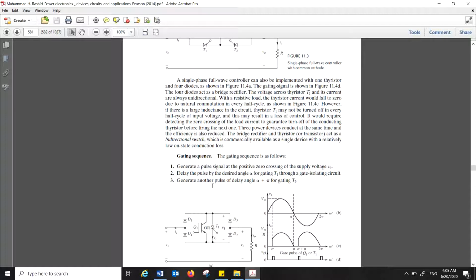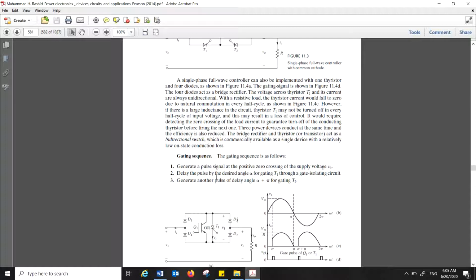So what is the gating signal? Generate a pulse signal at zero crossing of the supply. For an electrical engineer, it's very easy. You can find certain zero crossing detectors or very simple circuitry which can produce a pulse at the zero crossing of your input supply.